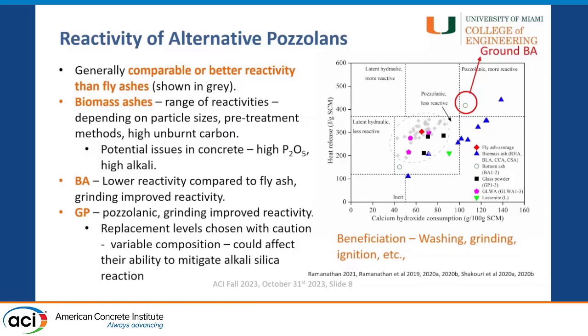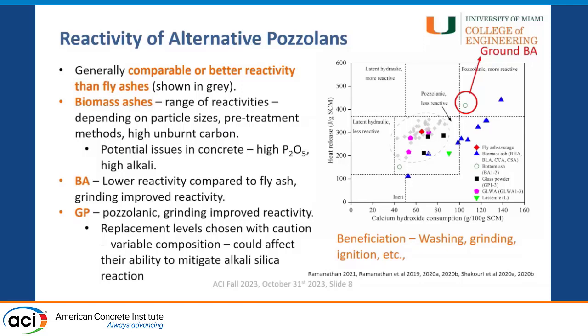So for the biomass ashes shown by the blue triangles, they have a range of reactivities, and the reactivities depend on what the particle sizes are, how they were pre-treated or whether they were pre-treated, and the amount of unburned carbon or the loss on ignition of these materials. Some issues that we saw with biomass which need to be beneficiated are basically the high phosphorus pentoxide content, which basically retards your cement setting, and you have high alkali content in the system.